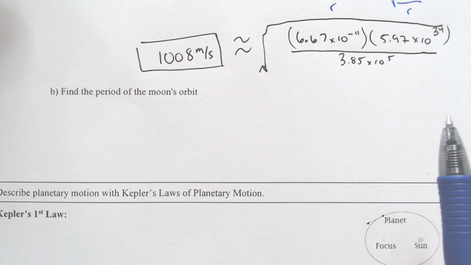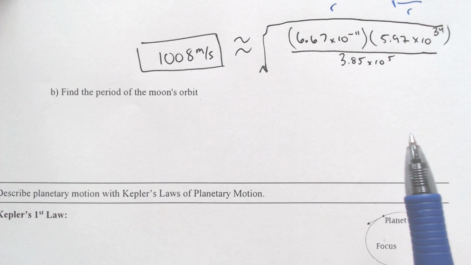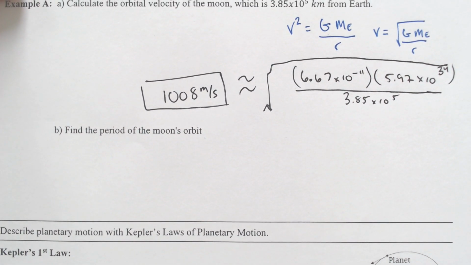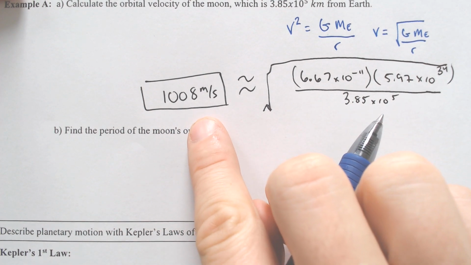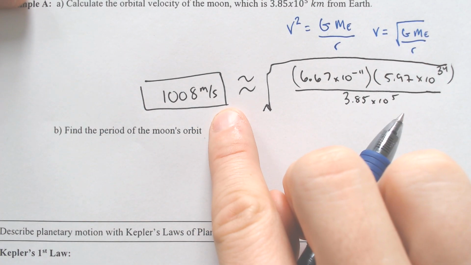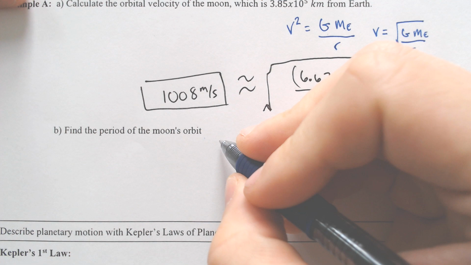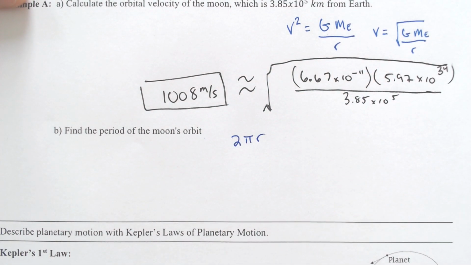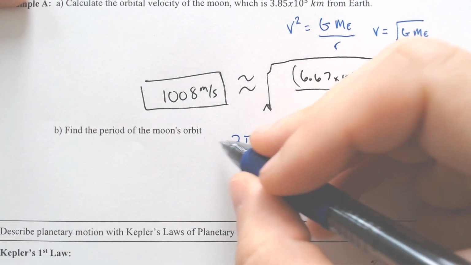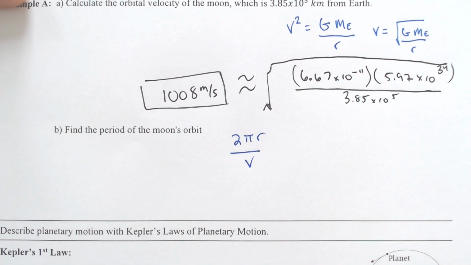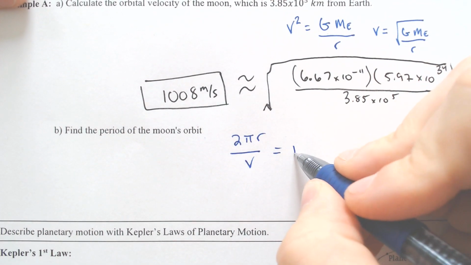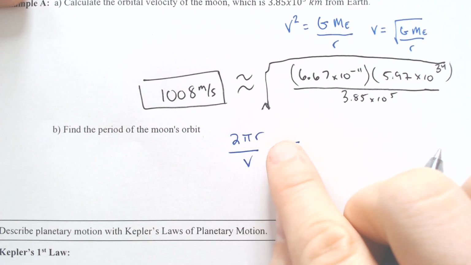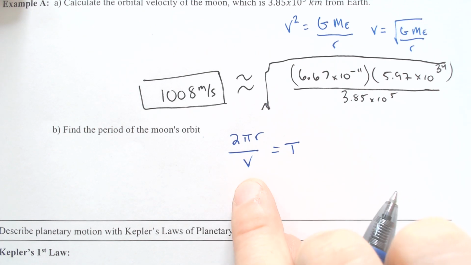Well, the period of the moon's orbit is going to be dictated by essentially how long it takes to do one cycle. Well, if we're going at 1,008 meters per second, and a period would be one singular rotation, which would be 2 pi r, a circle, we would have 2 pi r divided by the velocity to figure out how long it would take to go in one complete cycle. So we know the radius. We also know the velocity.